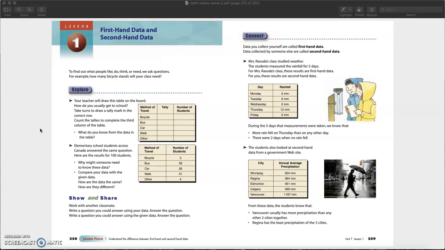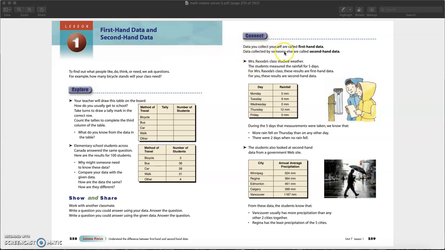Data you collect yourself is first-hand data. So this question here, if I asked you guys, how do you usually get to school? That's something I can answer using first-hand data. I'm going to ask you, write it on the board, then go to the next person, ask them, and write it on the board.